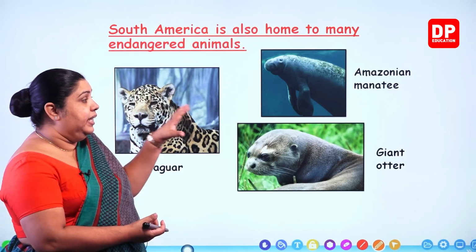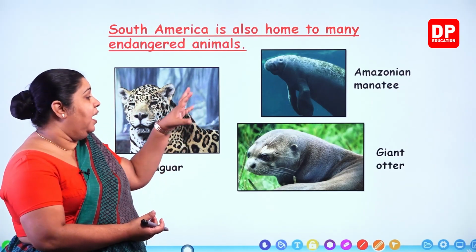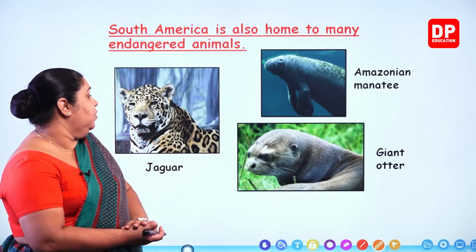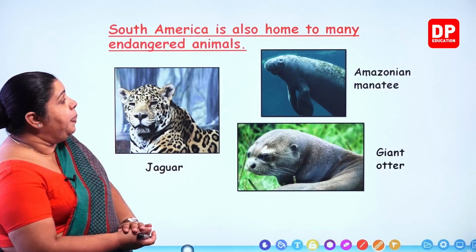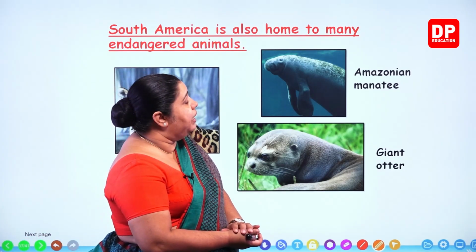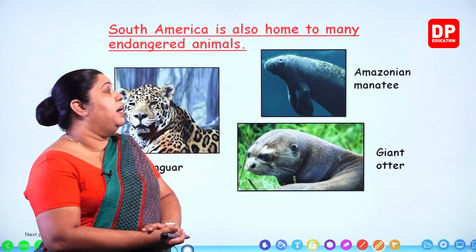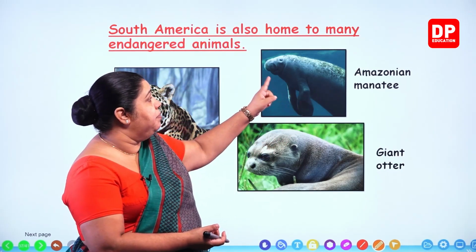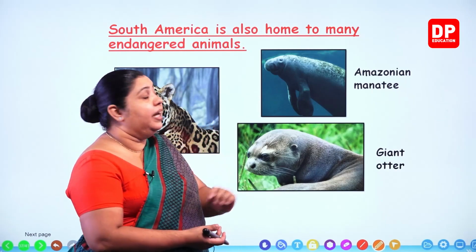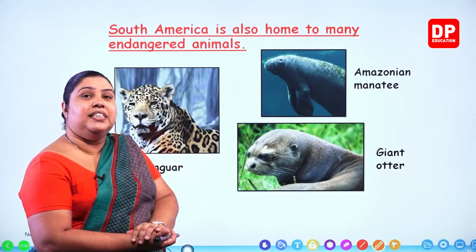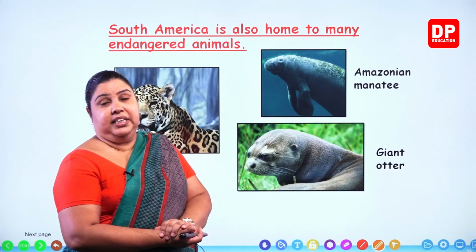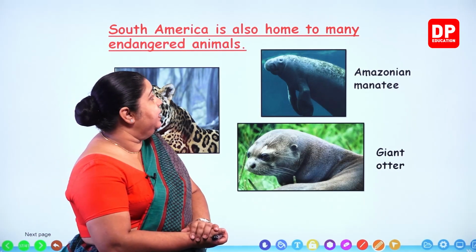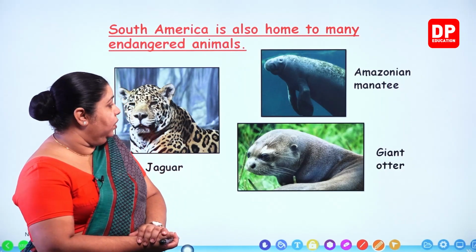So these are a few of the endangered animals which we see in the South American continent. That is the jaguar. Then the Amazonian manatee. Amazonian manatee. They are like seals, but they are called the manatees. So they are also an endangered species which lives in the South American continent.